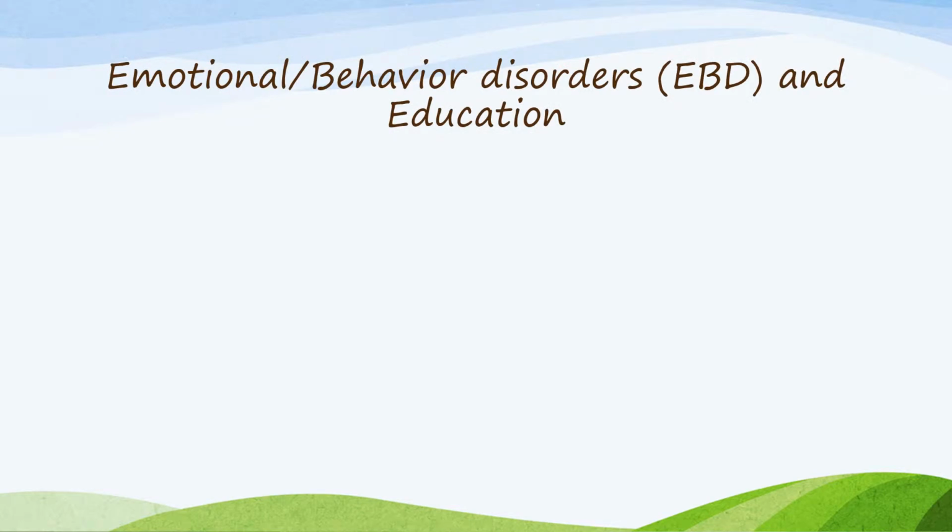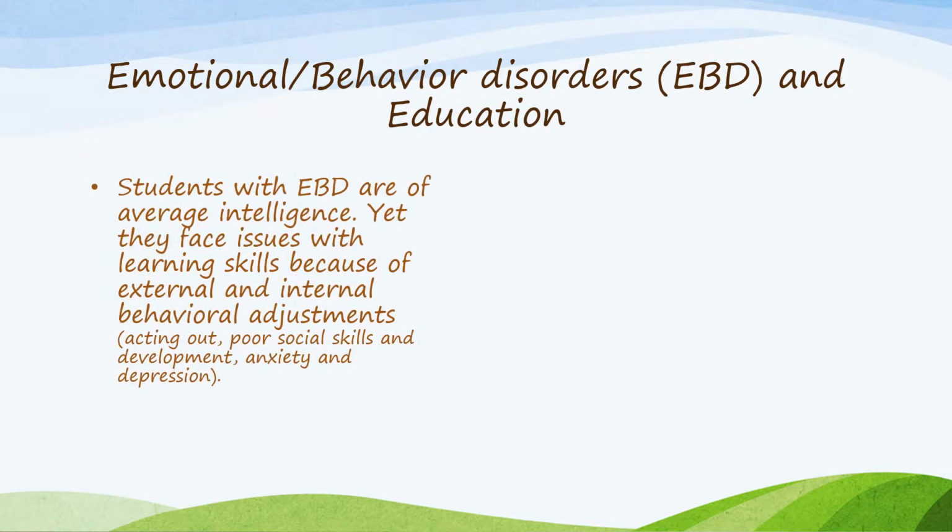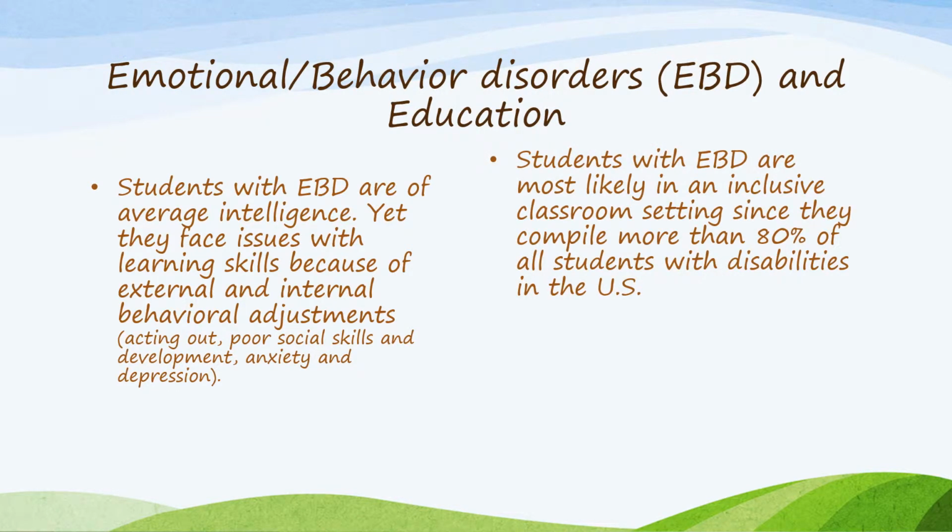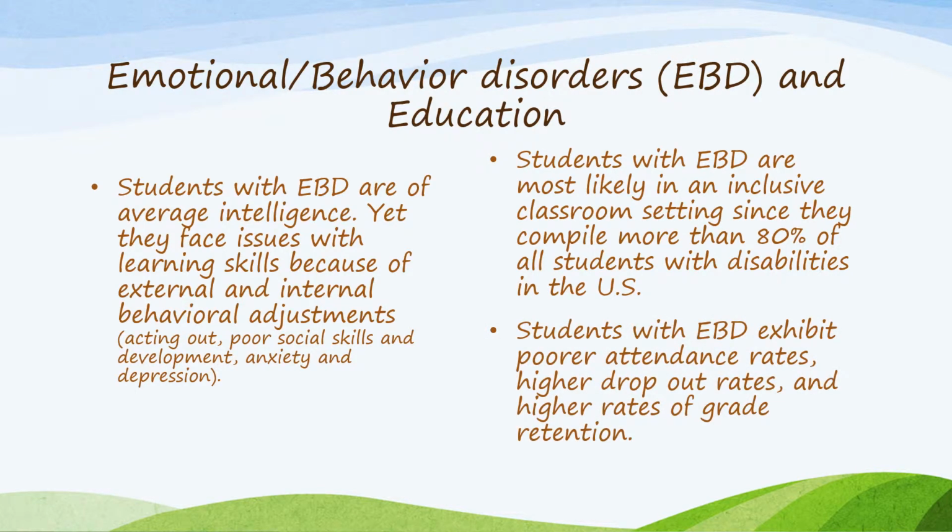So now we're going to look at emotional behavior disorders and education. Students with EBD are of average intelligence, yet they face issues with learning skills because of external and internal behavioral adjustments. These could include acting out, poor social skills and development, anxiety, and depression. So students with EBD are most likely in an inclusive classroom setting since they compile more than 80% of all students with disabilities in the U.S. Students with EBD exhibit poorer attendance rates, higher dropout rates, and higher rates of grade retention.